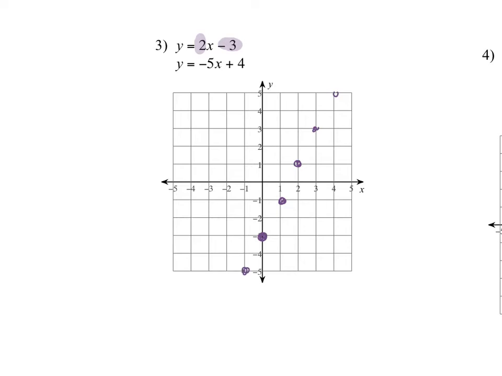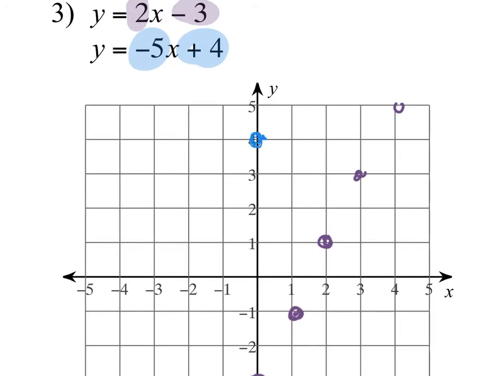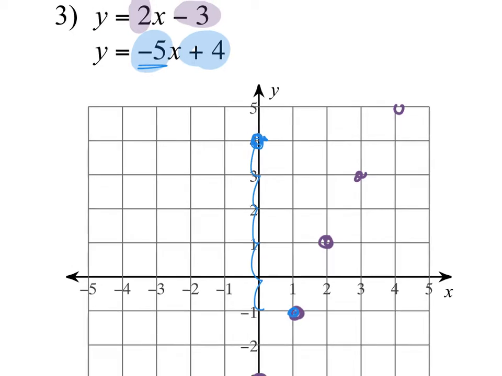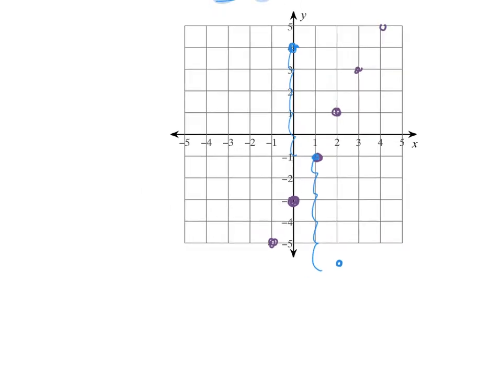And then on this second one, I have a slope of -5 with an initial value of 4. So I'm going to go ahead and start up here at 4. And then it's a slope of -5. So down 1, 2, 3, 4, 5/1. I can already see where they cross. Don't worry about running off your graph.